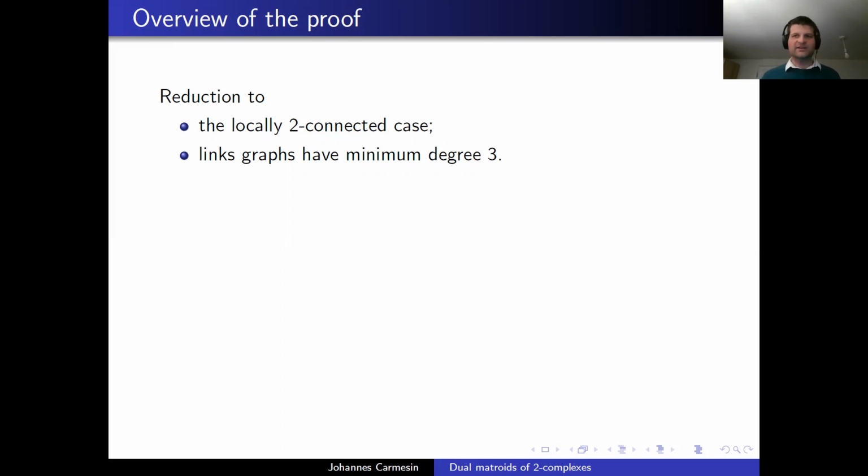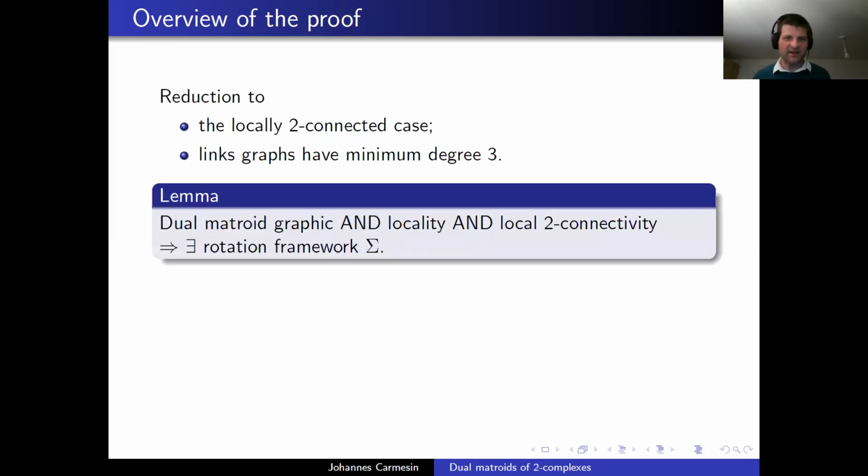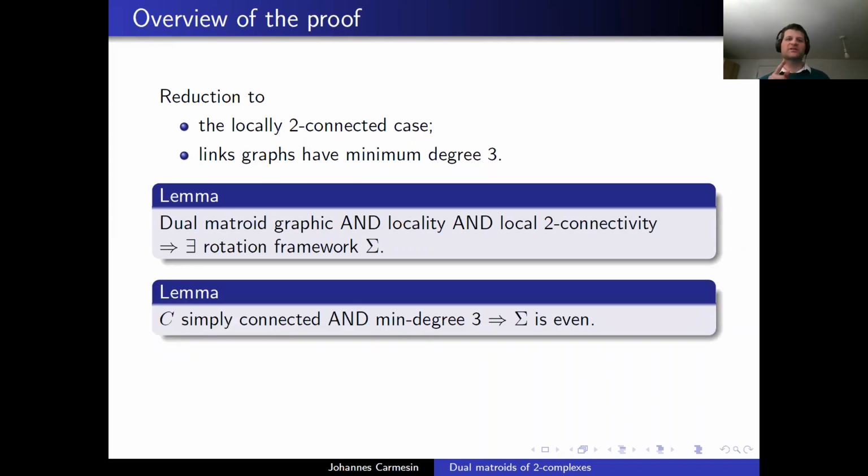That's already a little bit of work, but once we have these very nice settings, ideas get much easier to explain and much more natural. The first lemma we need to prove is that if the dual matroid is graphic and we have the locality condition and all the link graphs are 2 connected, then there exists one of these rotation frameworks, but it's not even yet. The second step would be to show that if you are simply connected and have this minimum degree 3 condition, then this rotation framework is even.